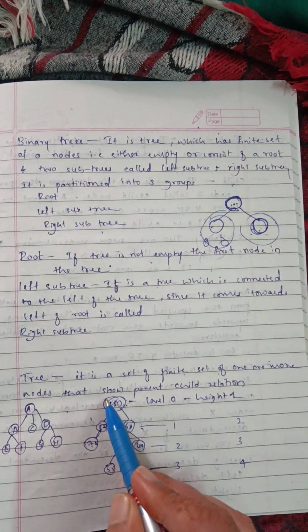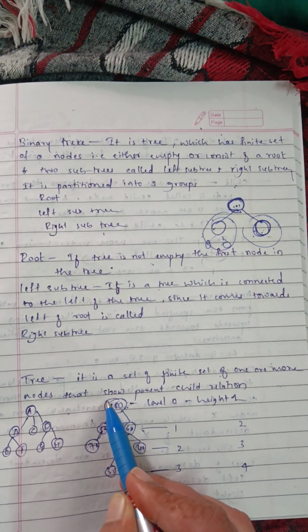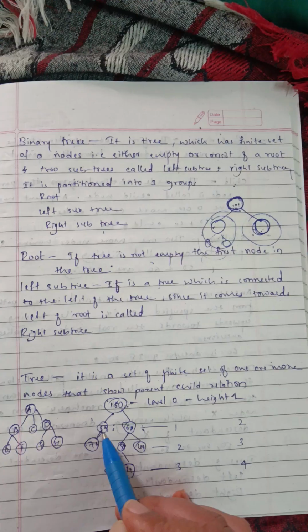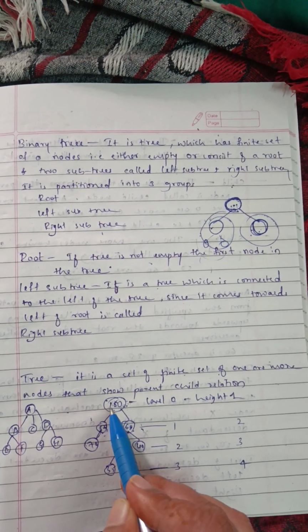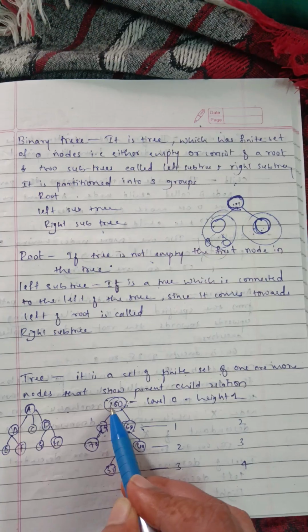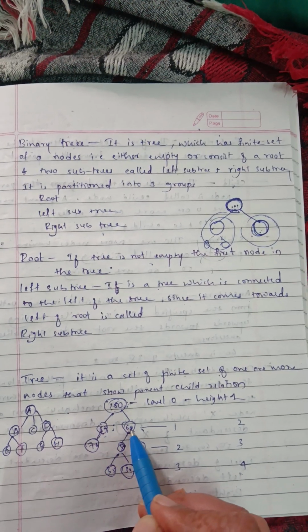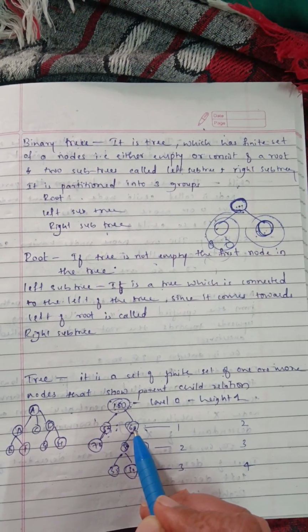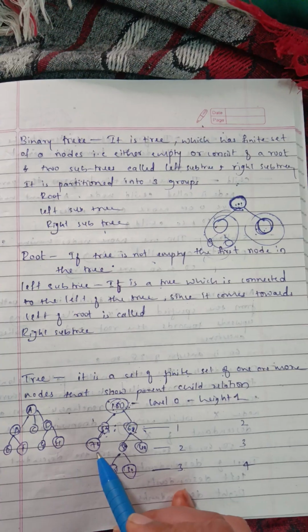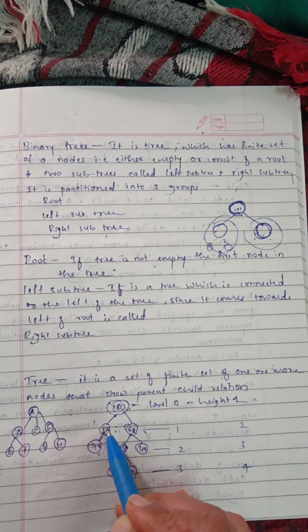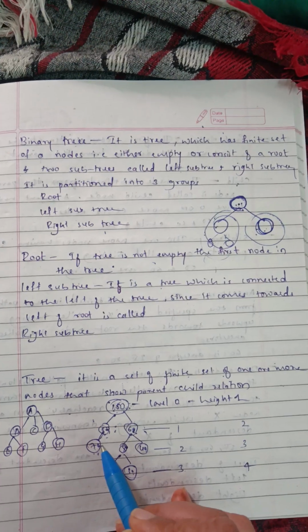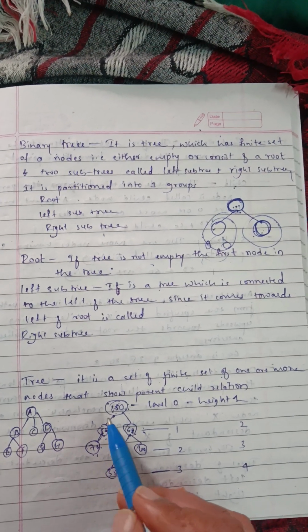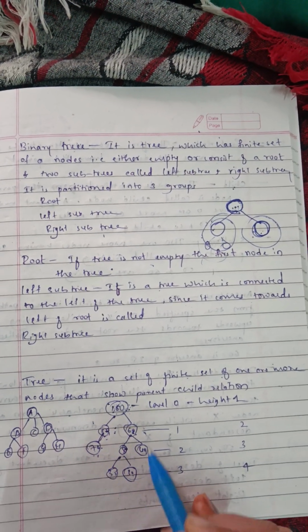Yes, then 100 becomes the root node. Then here 50 and 60, right? 50 and 60 are the children of 100. Next, 50 and 60 become siblings, right? Next, 70 is the child of 50. 100 is the ancestor of 70, or you can say this is a left subtree and this is the right subtree.